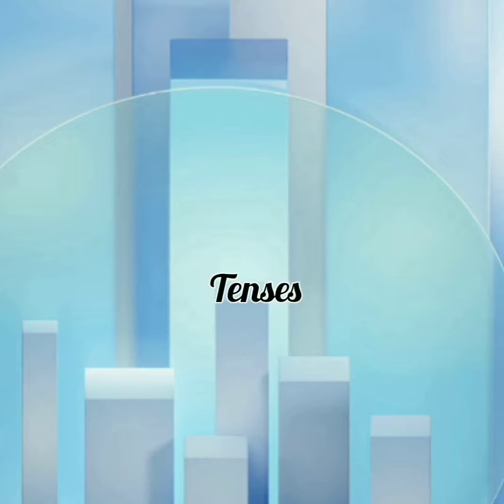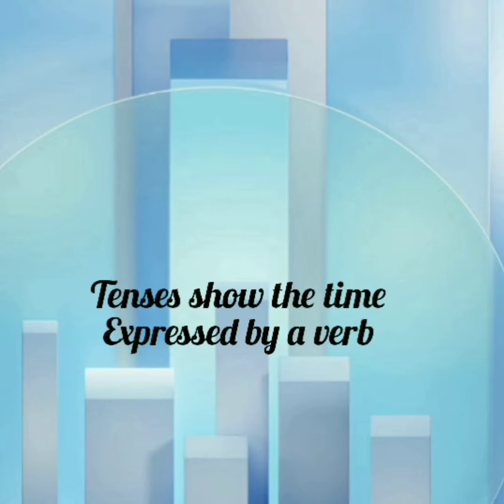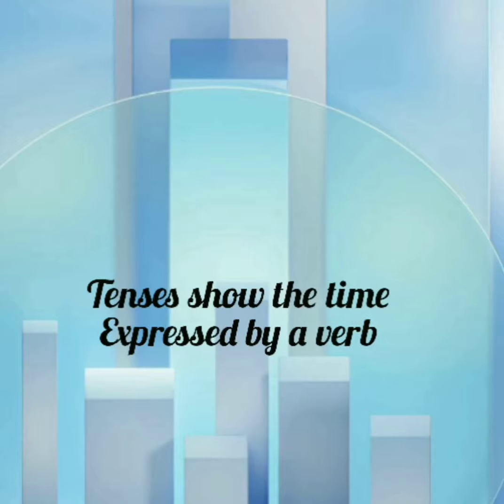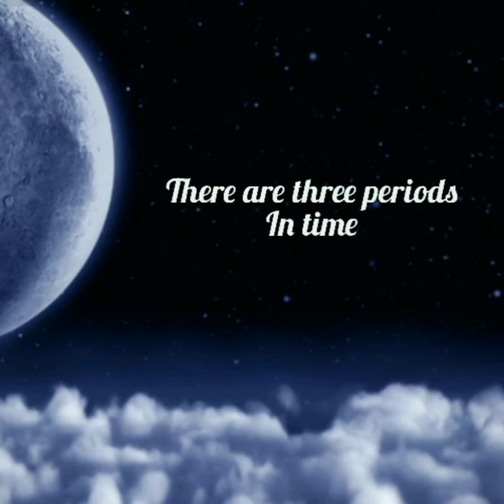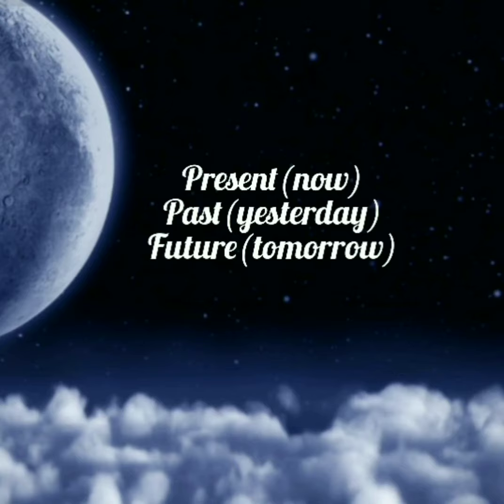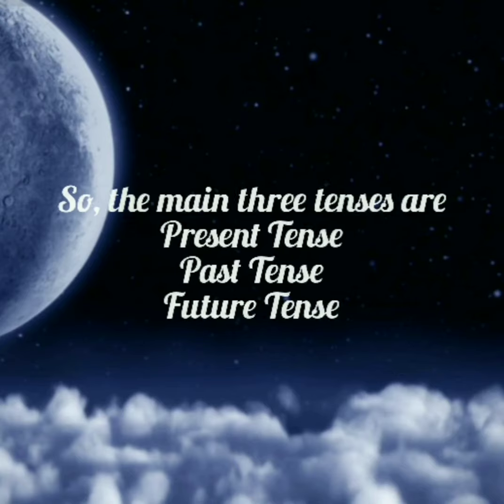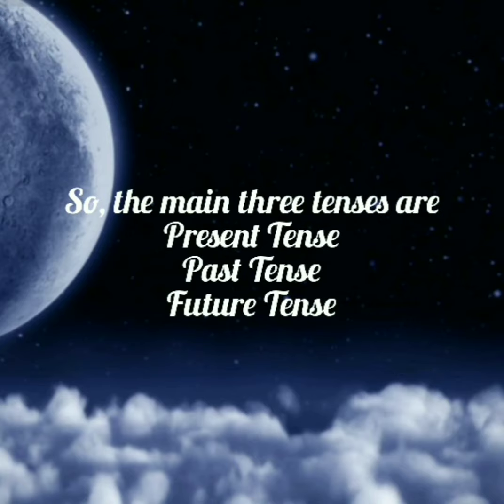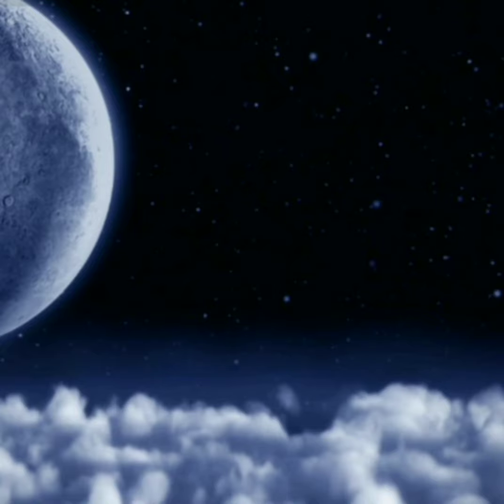Today we are going to discuss tenses. Tenses show the time expressed by a verb. There are three periods in time: present, past and future. So the main three tenses are present tense, past tense and future tense.